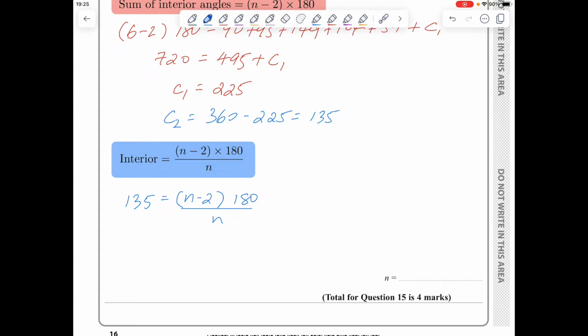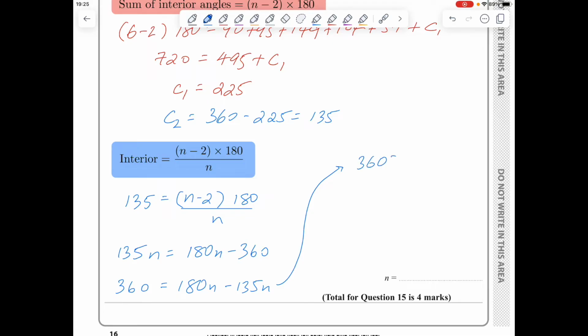Let's cross multiply. 135n is equal to, and let's expand on the right hand side, 180n minus 360. I'm going to rearrange this. I'm going to take the 360 to the left, and then on the right I have 180n minus 135n. Let's continue here on the right. 360 is equal to 45n. So 360 over 45 is equal to n, and comes out to be 8.